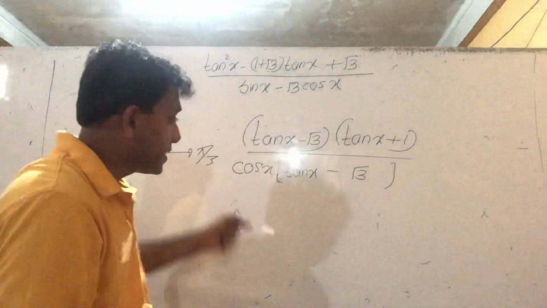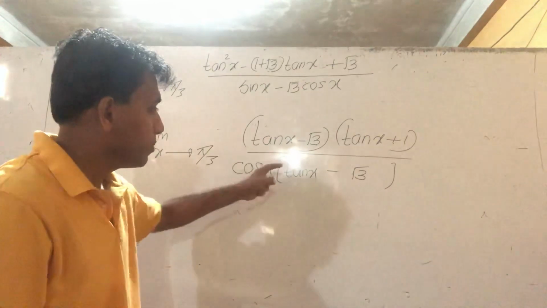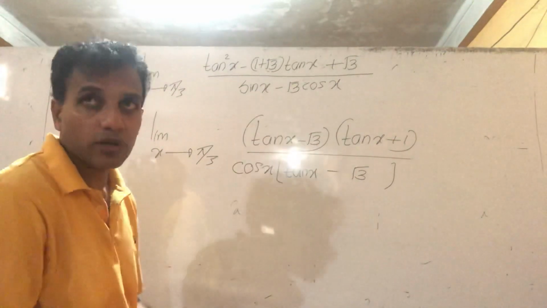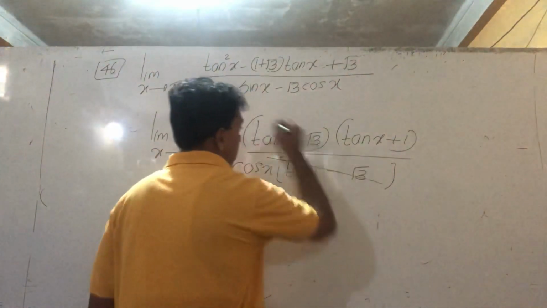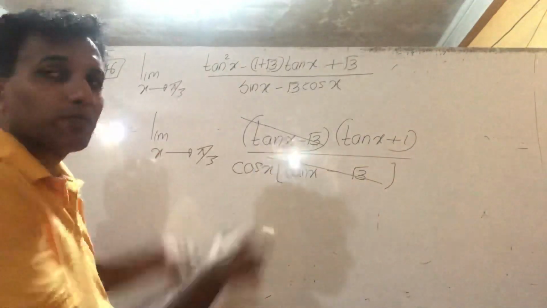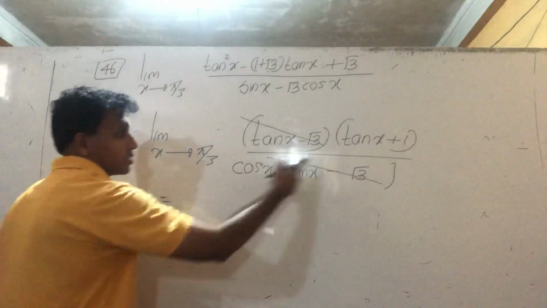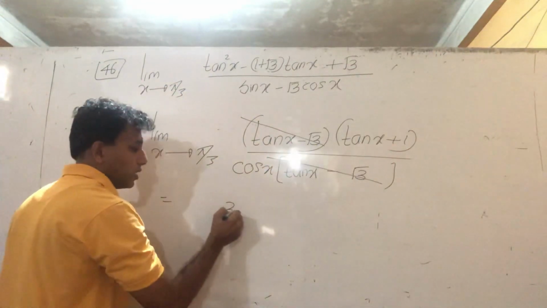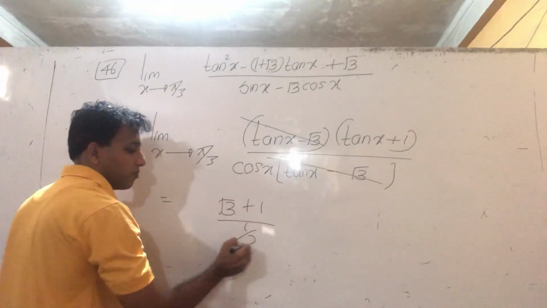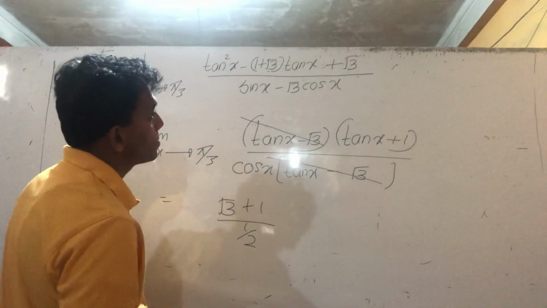If you multiply the problem by cos, tan means sine over cos, so if you multiply, cos cancels, giving sine x minus root 3 cos x. Therefore this cancels. It becomes a simple question now. It looks like a long problem, but it is simple. Now put x equals pi by 3. Tan pi by 3 is root 3, plus 1, and cos pi by 3 is half. Therefore, the answer? Is it okay?